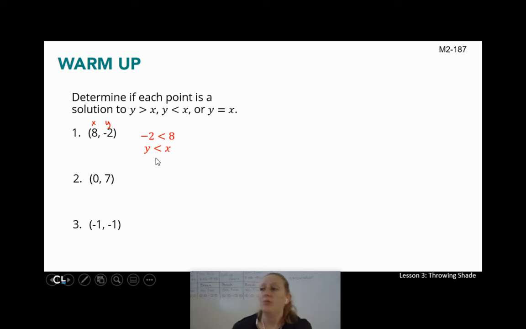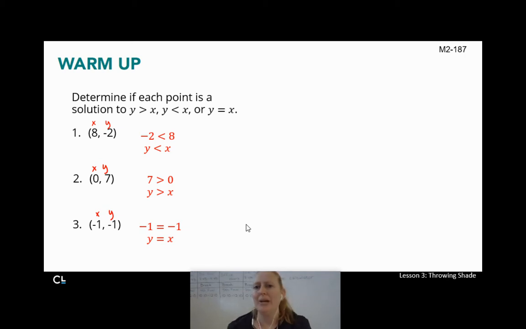Yay. And if we keep going, again, I have an x-coordinate and a y-coordinate. And so 7 is greater than 0, so in this case, y is greater than x. And last but not least, I have an x-coordinate and a y-coordinate, they're both negative 1. So I would say negative 1 equals negative 1, so my y-coordinate equals my x-coordinate. So that wasn't so bad. Once you wrap your head around it, it wasn't that bad at all.